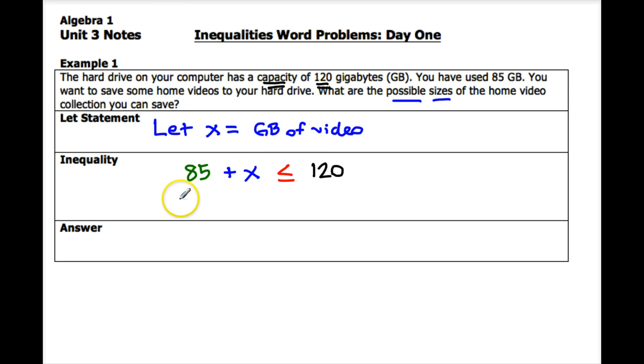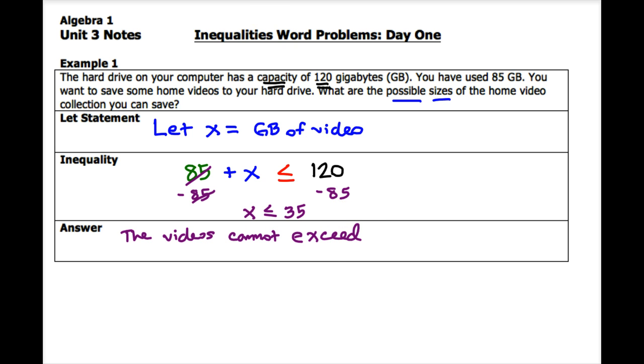Now to solve that for x, I just need to subtract 85 from both sides. And I get x is less than or equal to 35. So for your answer, you would say something along these lines. The videos cannot exceed. Exceed means be more than, so the videos cannot be more than 35 gigabytes. So that's the process for setting up one of these problems. Again, let statement, inequality, we solve the inequality, and then we put our answer in a sentence.